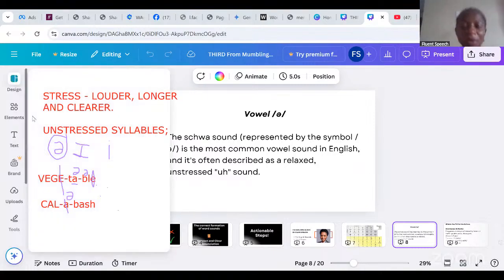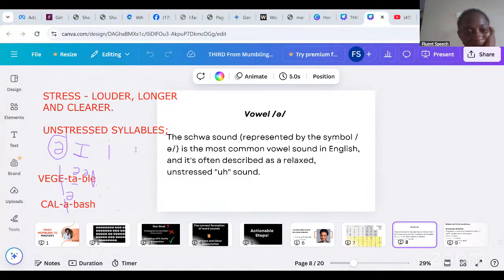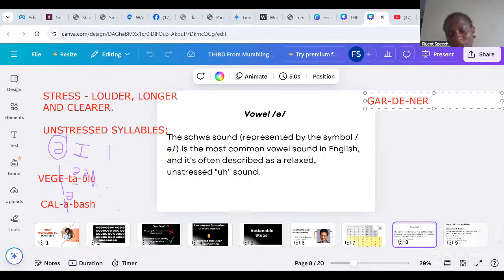Let's talk about another rule. There is another rule that states that some trisyllabic words that end in ER, if you have a trisyllabic word, that is a word that has 3 syllables, and it ends in E and R, you're supposed to stress the first syllable. An example of such a word is gardener. People say gardener, they feel the word has 2 syllables. No, the word has 3 syllables.